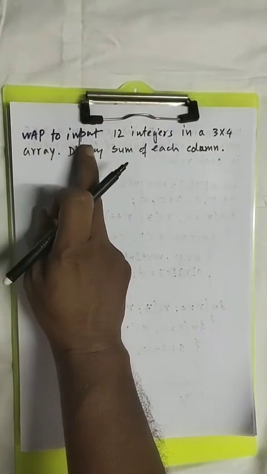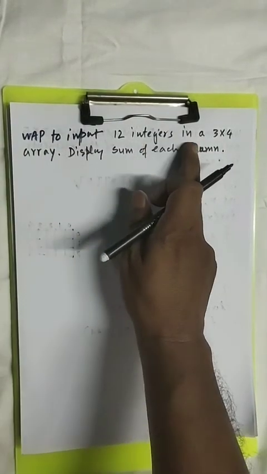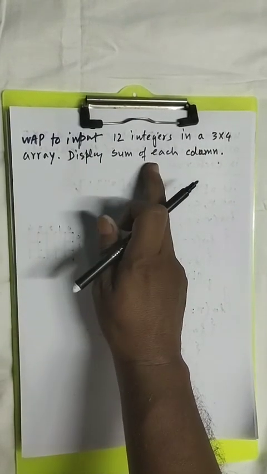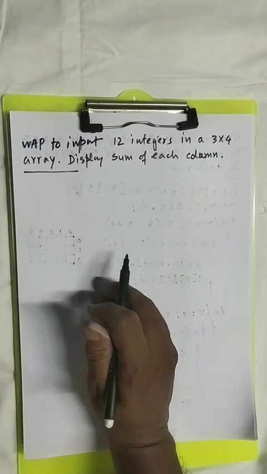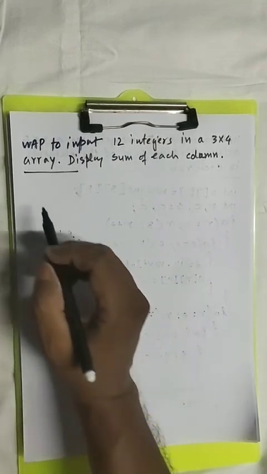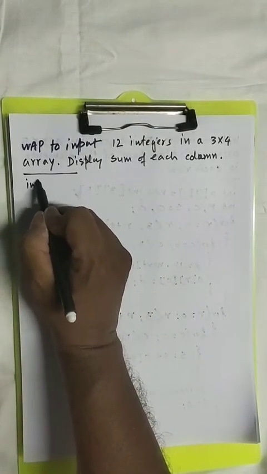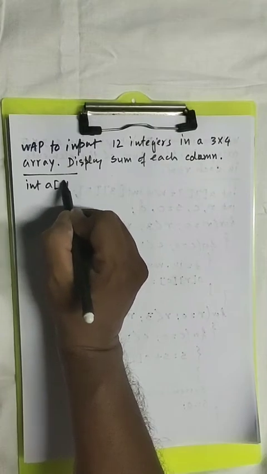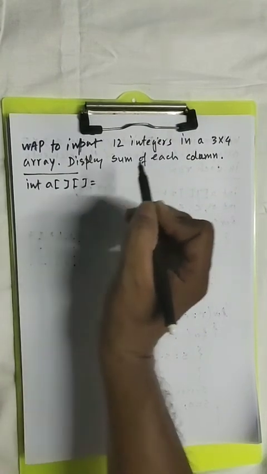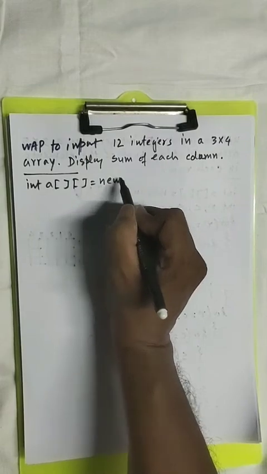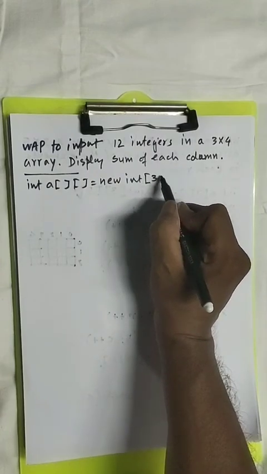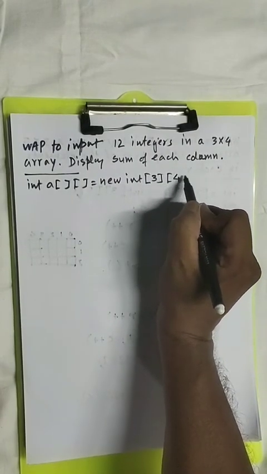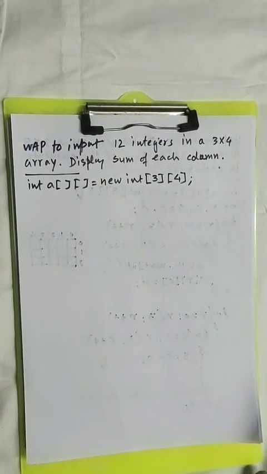Write a program to input 12 integers in a 3 into 4 array. Display sum of each column. Previous program we have done sum of each row. Now we will do sum of each column. In the same way, int a[][] equal to new int[3][4]. So this will create a 3 by 4 array.